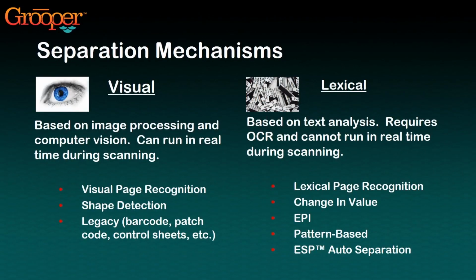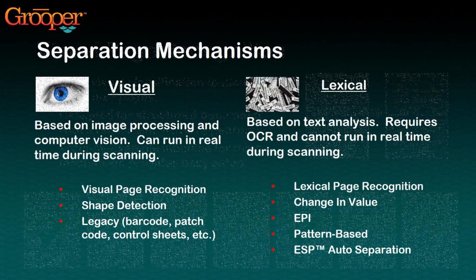The document separation mechanisms available in Grooper fall into two broad categories: visual separation and lexical separation. Visual separation uses image processing and computer vision technology and evaluates pages based on how they look. Visual separation mechanisms do not depend on optical character recognition, or OCR, and can be used in real time during scanning. Lexical separation is based on text analysis and pattern matching. All lexical separation mechanisms require OCR and cannot be used during scanning.